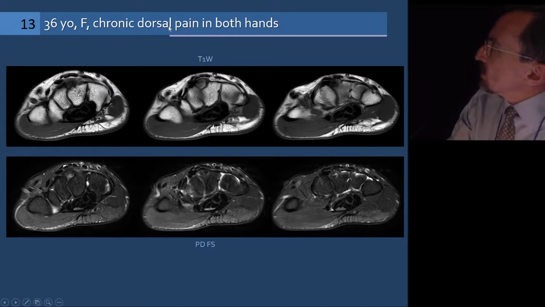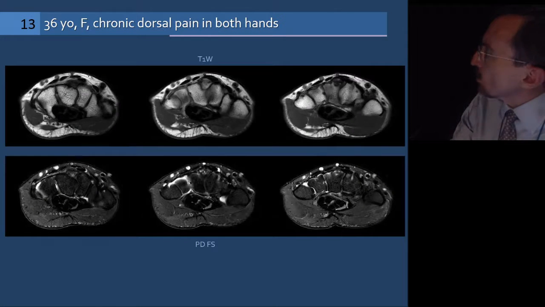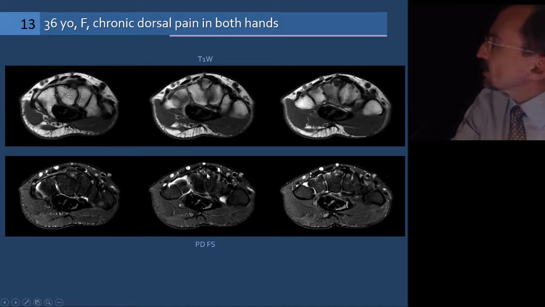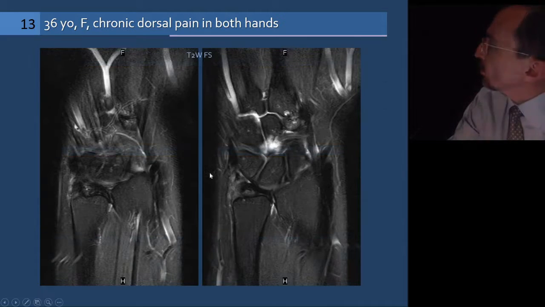Another condition that we can see in a patient with chronic dorsal pain in both hands is this particular condition that we call os styloideum, or the variant bone of os styloideum, which is also known as carpal boss. This patient had this condition on both sides, as you can see here. This is the other hand. And you can see that there is this subcortical edema-like appearance just underneath the cortical borders there. And those are the coronal images.